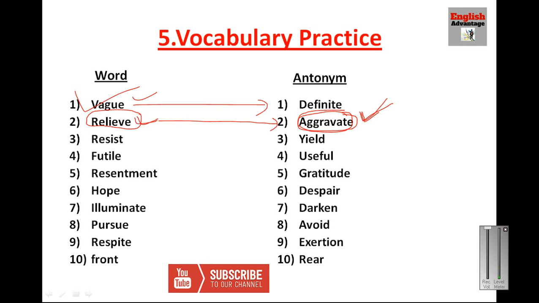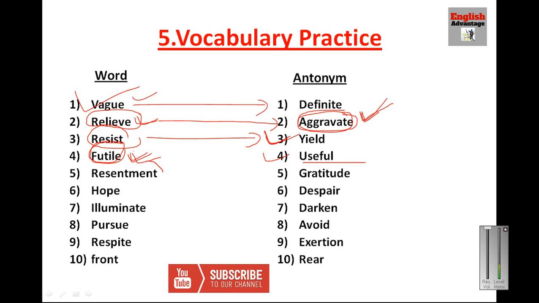Next word, resist. Resist means to protest. At the same time, yield means to surrender. So these are the exact antonyms. Futile, if something is unsuccessful, if something is unproductive, that is called futile. This is often used for land. If land is unproductive or barren, that is called futile. And the exact opposite of this will be useful or productive.